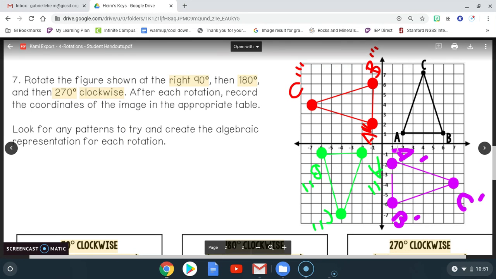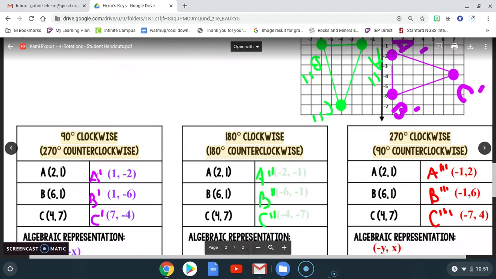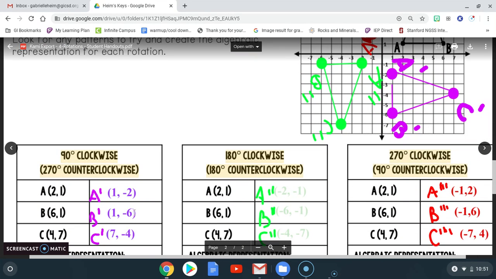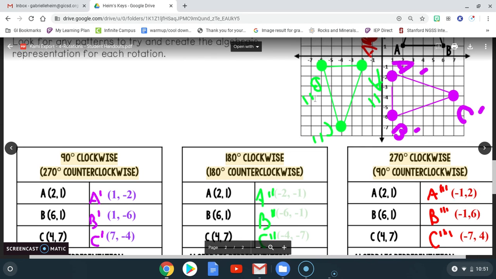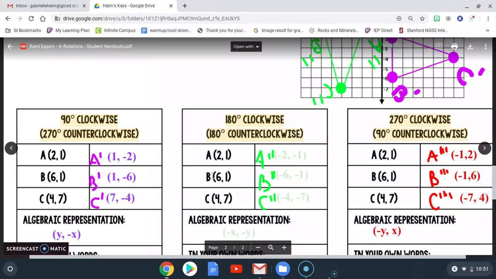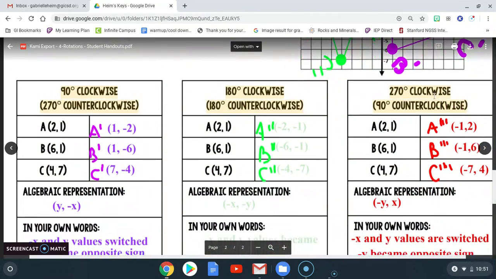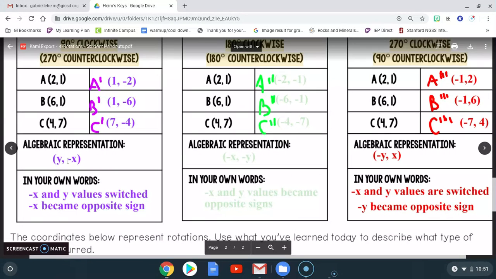So these x and y coordinates are going to switch. And then you just write 1, negative 2. So here you'd write 1, negative 2. B is 1, negative 6. C is 7, negative 4. And you would just do that for each of them. I tried to color coordinate them so that you can see the differences between these. And this is just telling you that this was x, y, and now it's switching to y, negative x, okay?